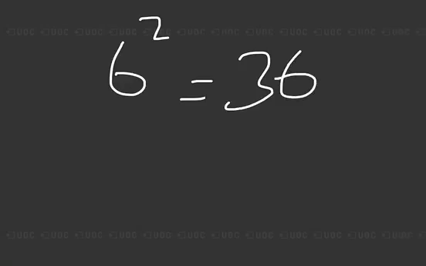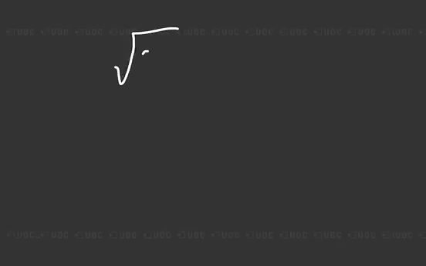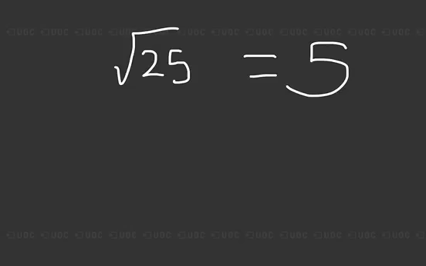So what's 6 squared? Yeah, 36. Okay. How about the square root of 25? Yeah, 5. So, okay, that's easy enough. But what if I did the square root of -1? So what is the square root of -1?